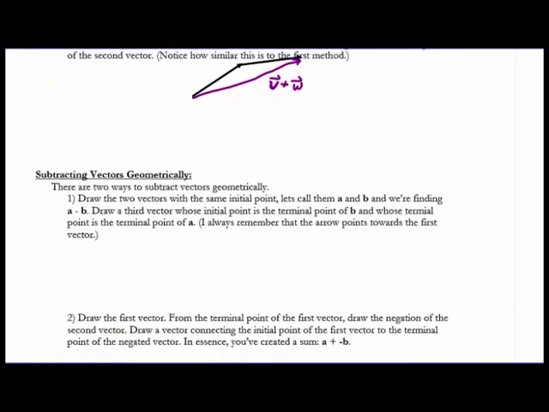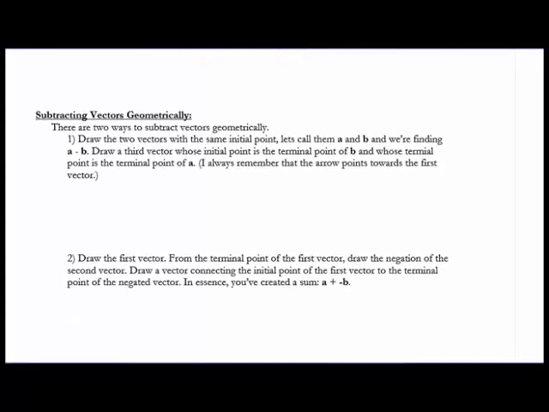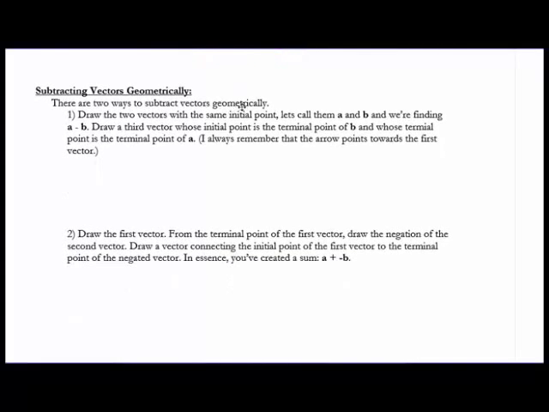The other thing you need to know how to do is subtract vectors geometrically. So if I want to subtract vectors geometrically, again, there's two ways to do it. One is to draw the two vectors with the same initial point. Okay. So what I can do is, let's call them A and B, and we're finding A minus B. Draw a third vector whose initial point is the terminal point of B and whose terminal point is the terminal point of A. All right, what on earth does all that mean? It means this. If I want to take vector A and I want to take vector B.